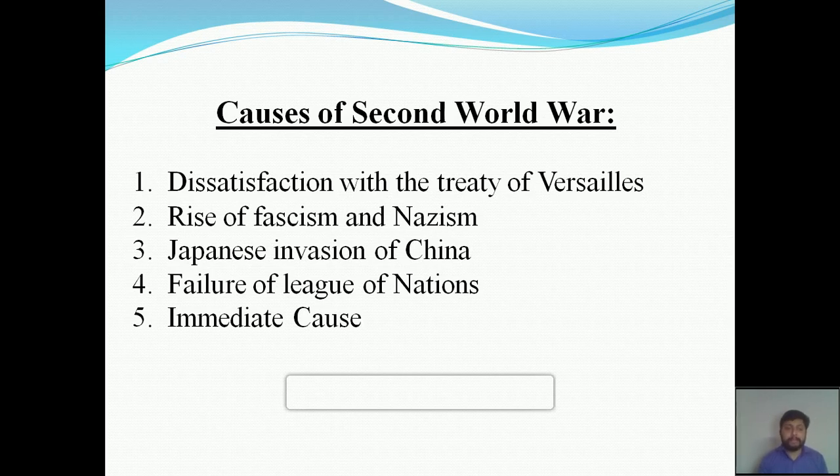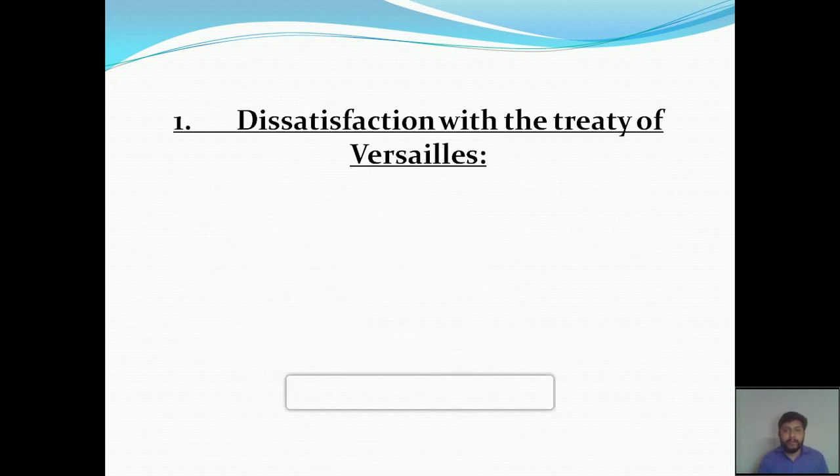Today we are going to focus on the first cause behind the Second World War, that is dissatisfaction with the Treaty of Versailles. As we have already seen, the Treaty of Versailles became the last event which brought the world into a peaceful atmosphere, or it was the last step of the First World War. So with the Treaty of Versailles, the First World War came to an end.